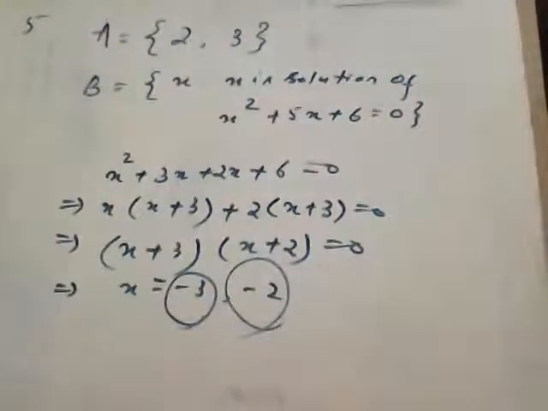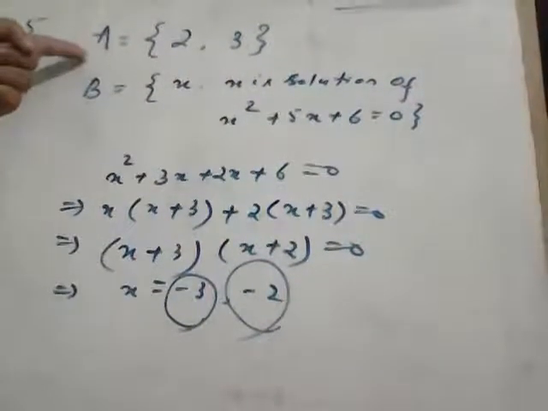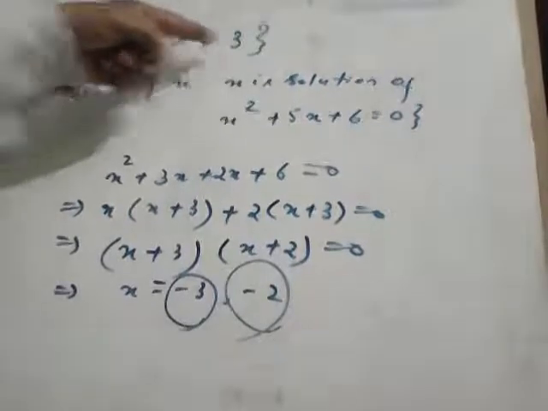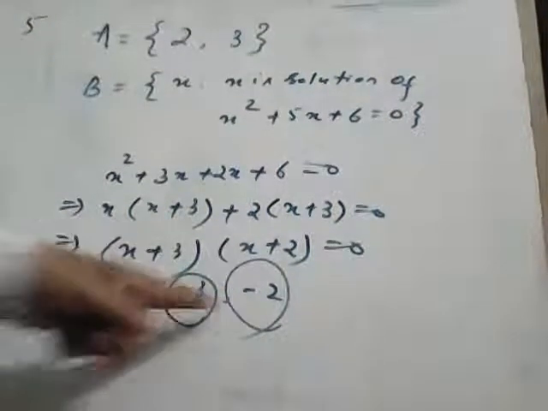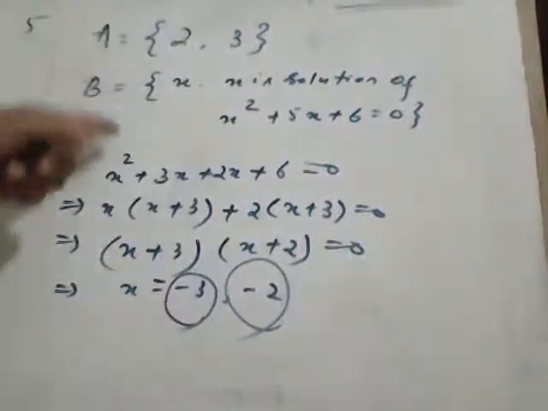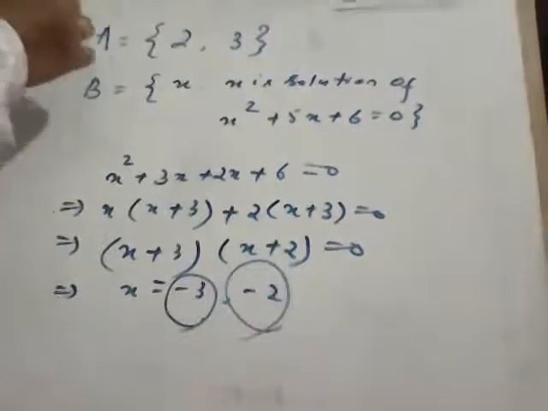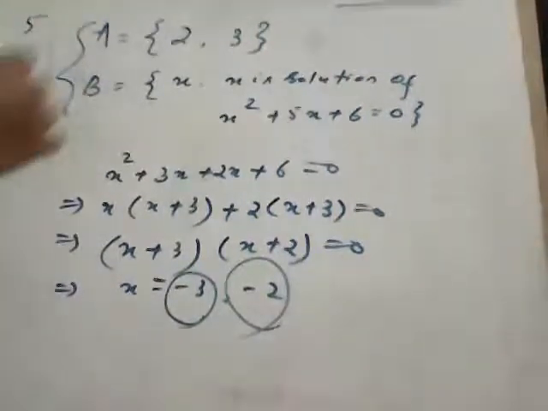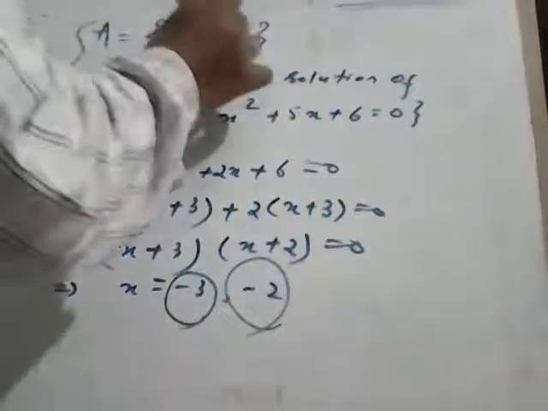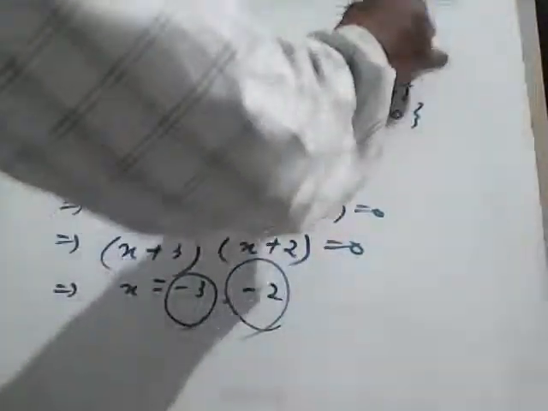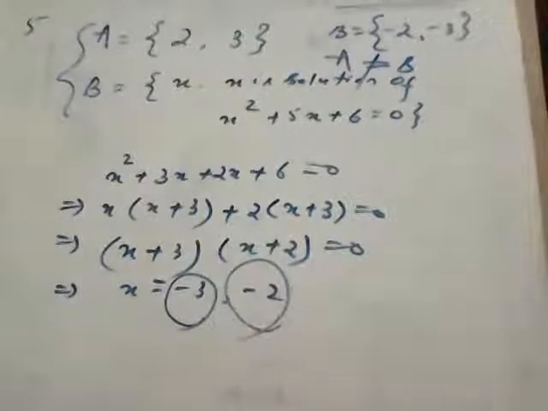But in A, the elements are 2, 3. Our answer is coming minus 2, minus 3. So these two sets are not equal. What is your conclusion? The conclusion is that A is 2, 3, and set B is minus 2, minus 3. Hence, A is not equal to B. The two sets are not equal.